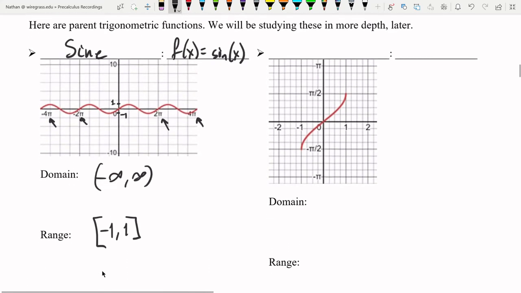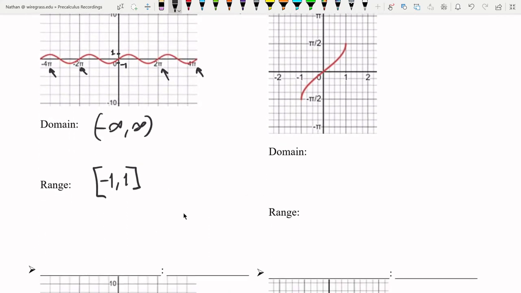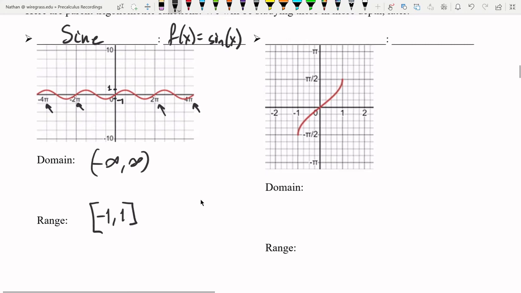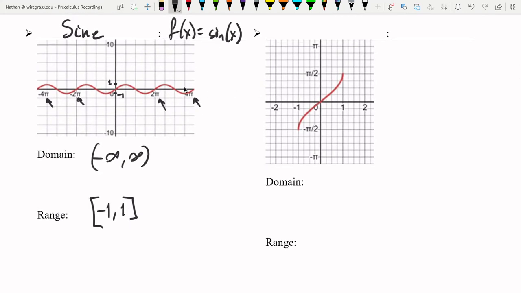Now, I don't have end behavior down here, and that's because these functions don't really have end behavior. They keep doing this pattern where they go up and down, up and down, up and down. Therefore, there is no end behavior for these. It's always this changing quantity.